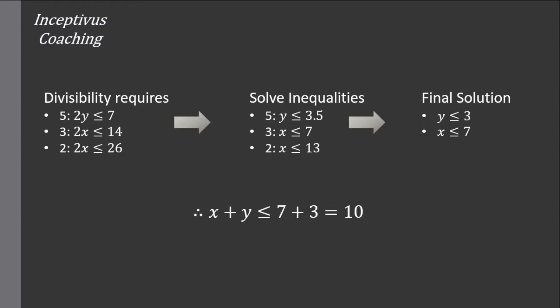We take the more strict one. So if x is less than or equal to 7 and less than or equal to 13 at the same time, we just require x to be the more strict inequality, which is less than or equal to 7. So therefore, we know that x is bounded by 7, y is bounded by 3, so that x plus y is bounded by 7 plus 3, which is 10.